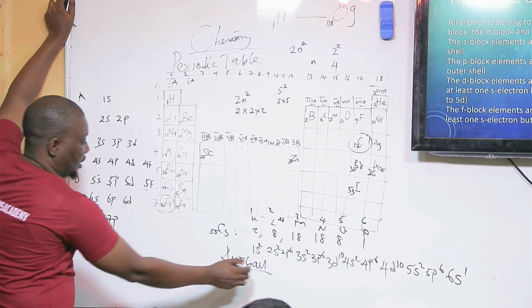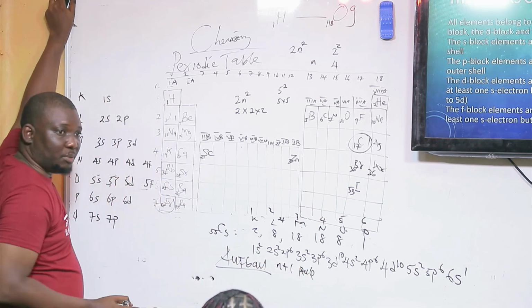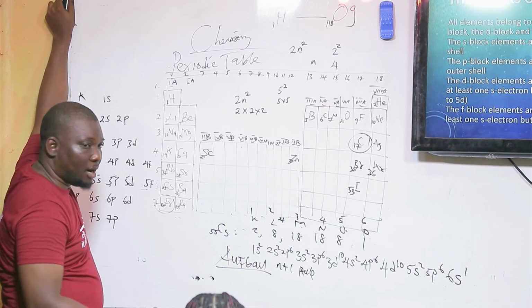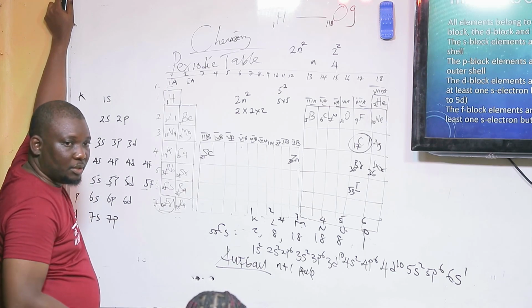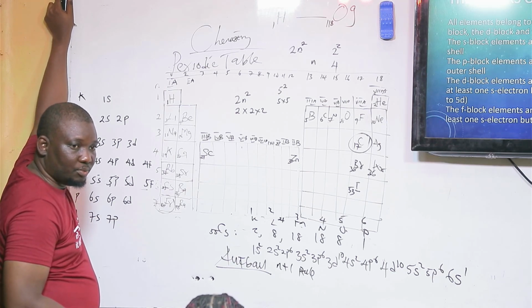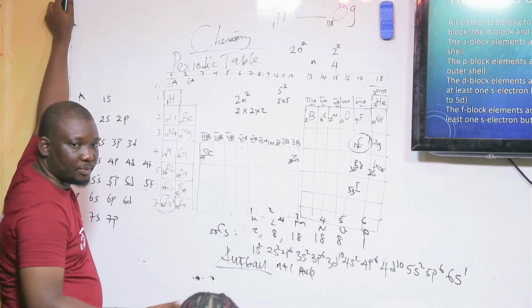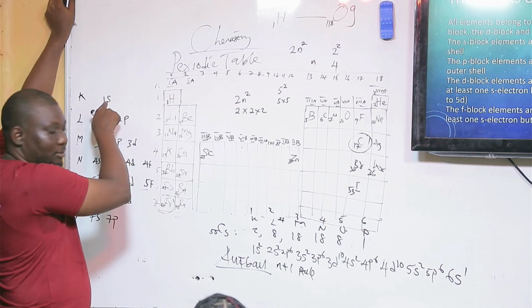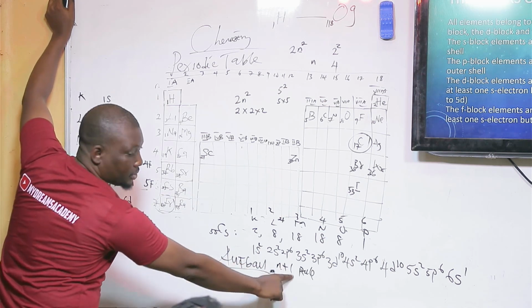This principle is all about the n plus l rule. It's the building up principle, that's what Aufbau means, building up. So when you are filling electrons in an atom, they must go in order of increasing energy. The electron will first enter the lowest subshell before the higher subshell, in this order: n plus l.